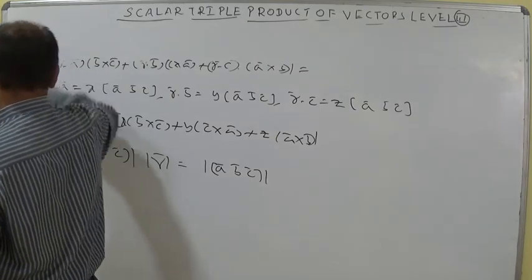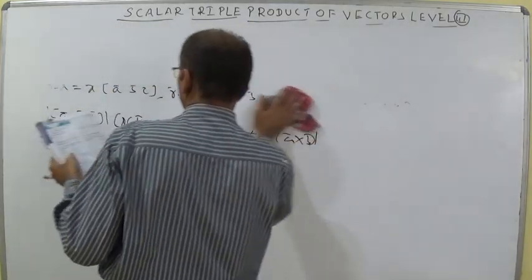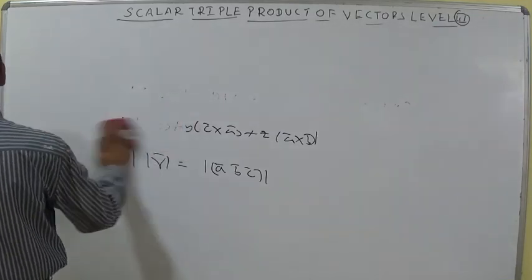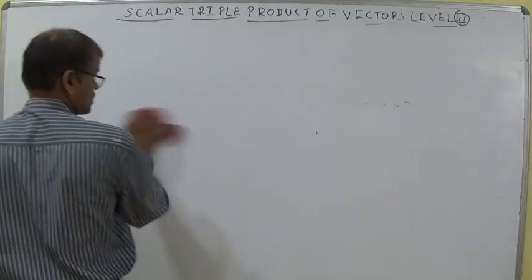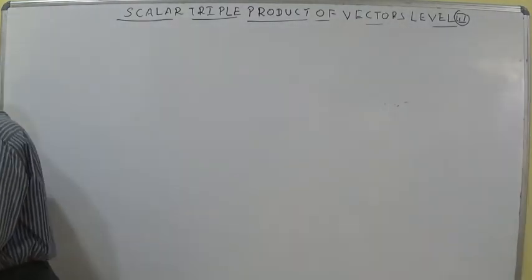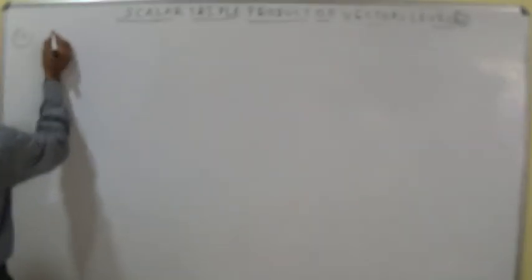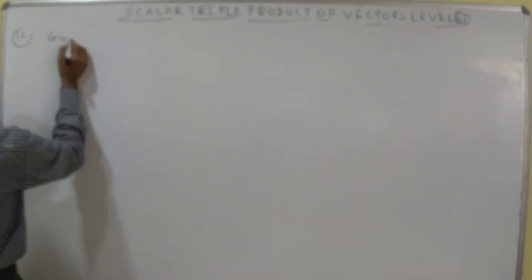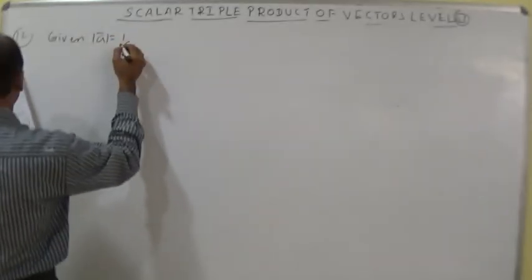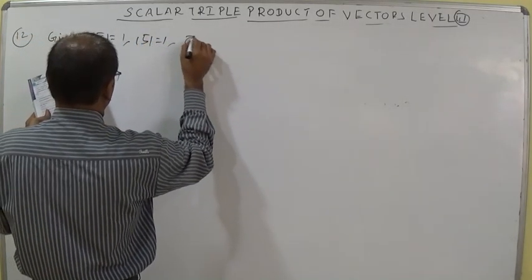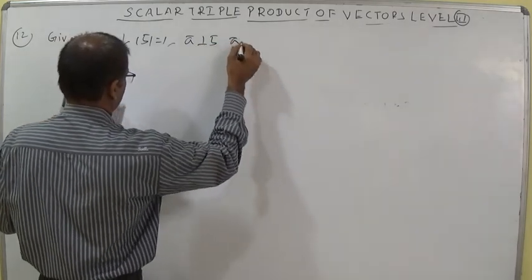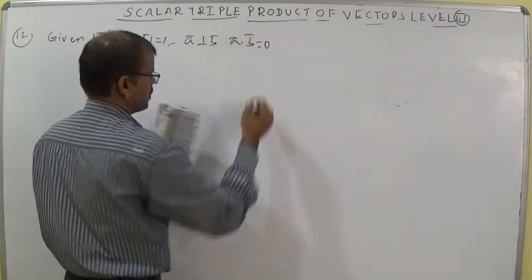Total 19 questions are there. 12th question: if A bar, B bar are two mutually perpendicular unit vectors, whenever a unit vector is given, you should understand that the magnitude of the vector is 1. Only A bar, B bar, two here. Given modulus of A is equal to 1 and modulus of B is equal to 1 and A bar perpendicular to B bar, that is A bar dot B bar equal to 0.